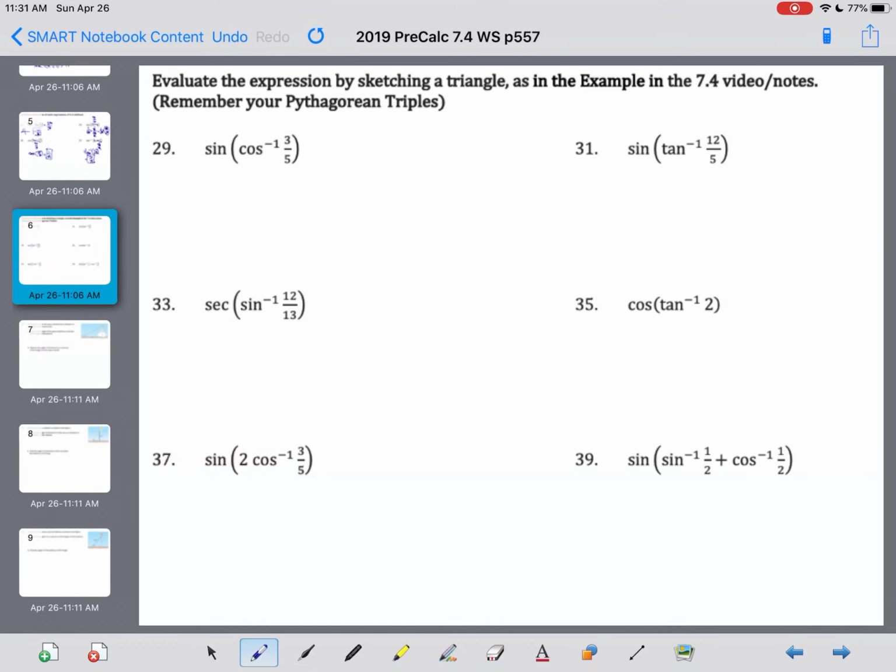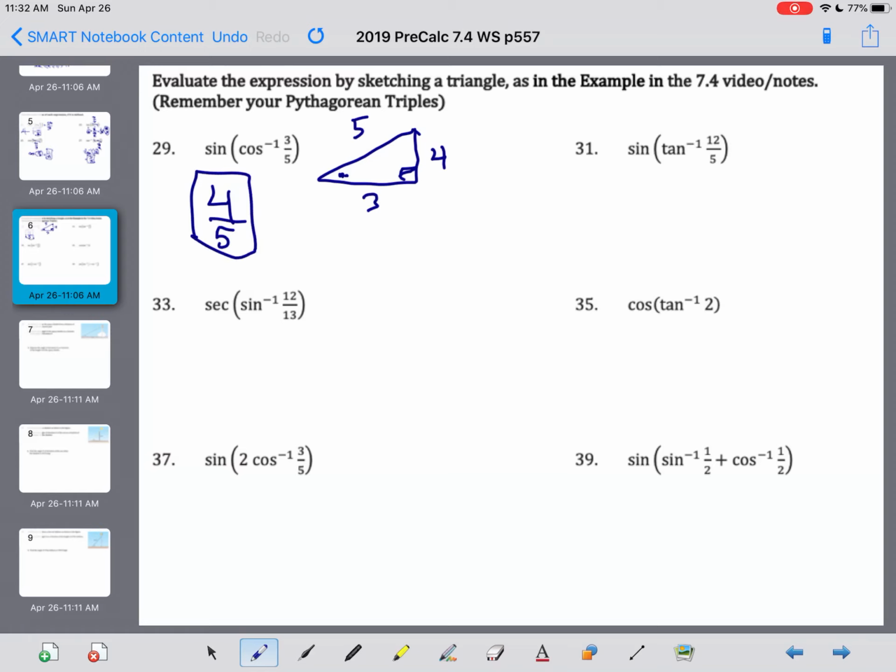Continuing on with more of these problems here. Again, Pythagorean triples are really important here. So if I go ahead and sketch my triangle here, it's a right triangle. Here's my angle. Cosine of this dotted angle would be 3 and 5. We have the 3, 4, 5 Pythagorean triple, which means this is 4. And now if I'm going to do the sine of this same angle, this would be 4 over 5.